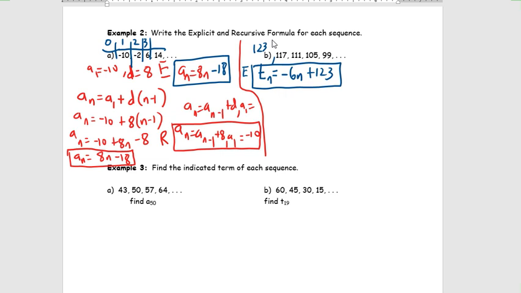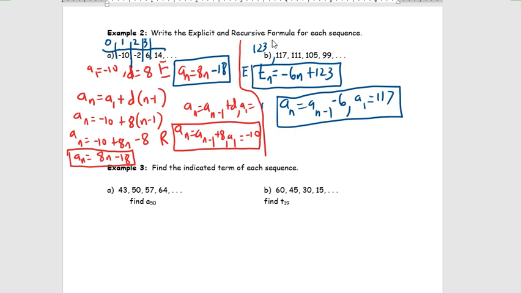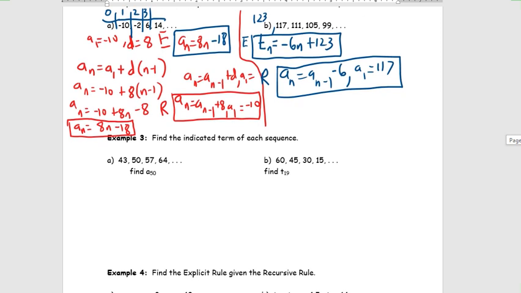Explicit. All right, and recursive, a sub n equals a sub n minus 1 starts out that way every time. Next, we put in our difference, which in this case is negative 6. And we must also specify our first term, which is 117. So you can see, you can figure out these two formulas without having to do a whole lot of work.